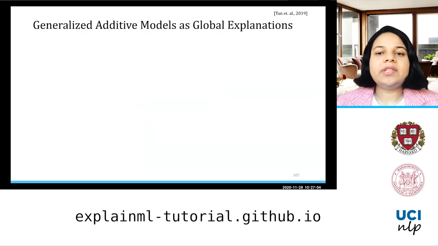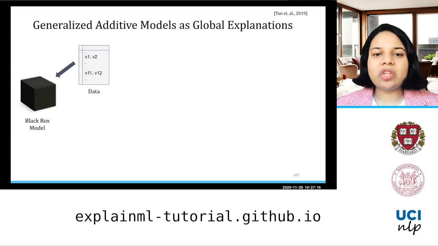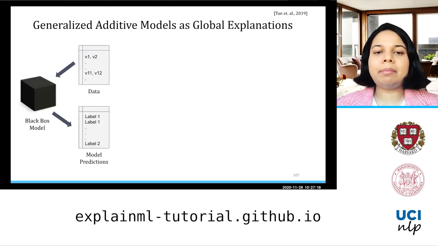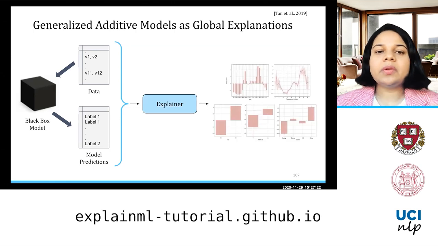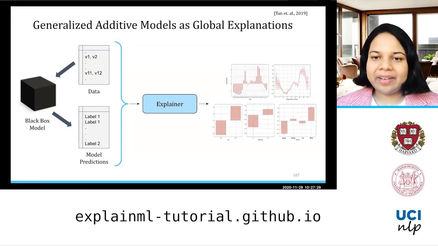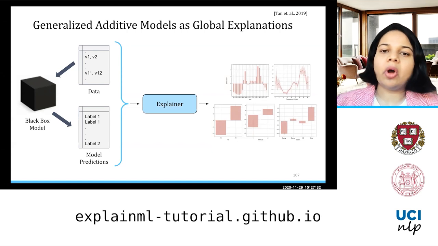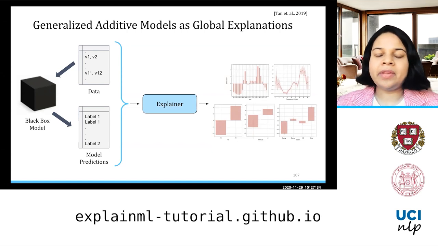Okay. All right. So there are several approaches which actually leverage this intuition and try to generate global explanations. One of those approaches actually uses what are called generalized additive models as approximations to any given black box model. So this particular approach does not need any access to the internals of the predictive model. All it needs is query access. That is, you throw in a data point and you get a prediction out. Okay, that's the level of access it needs to the predictive model.